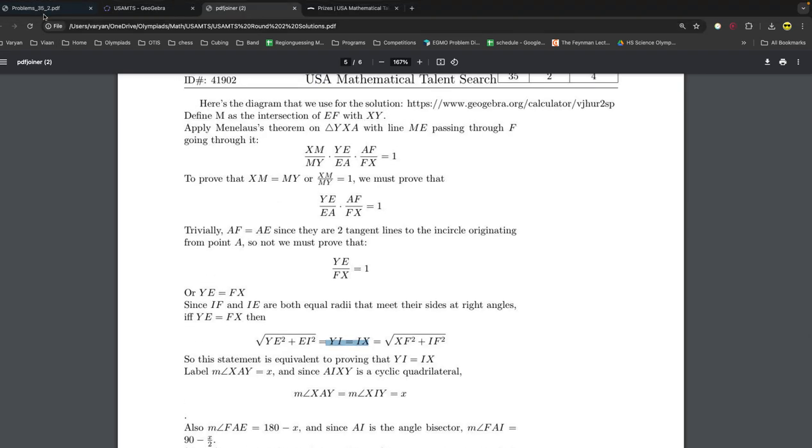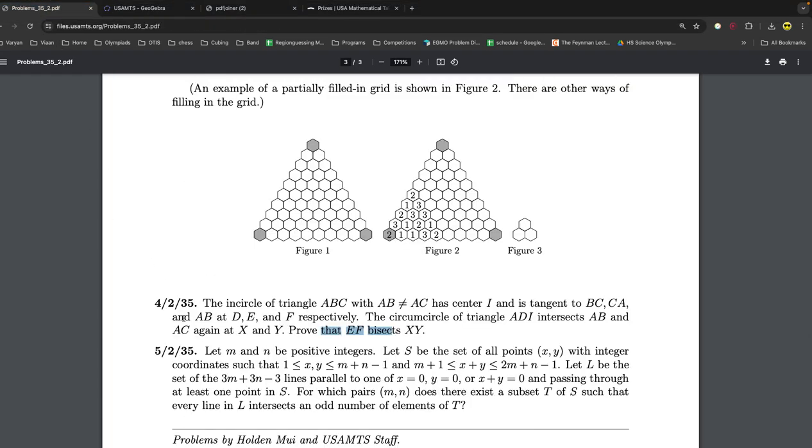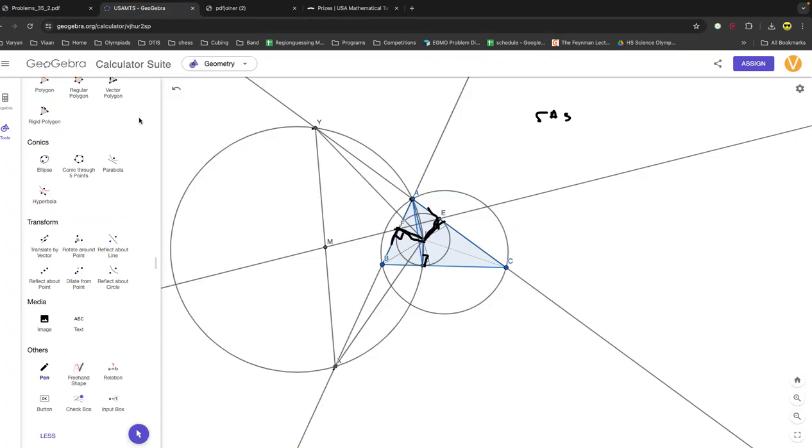It said prove that EF bisects XY, and it's kind of random, right? But it all reduced down to YI equals IX. So all we need to prove now is YXI is an isosceles triangle.